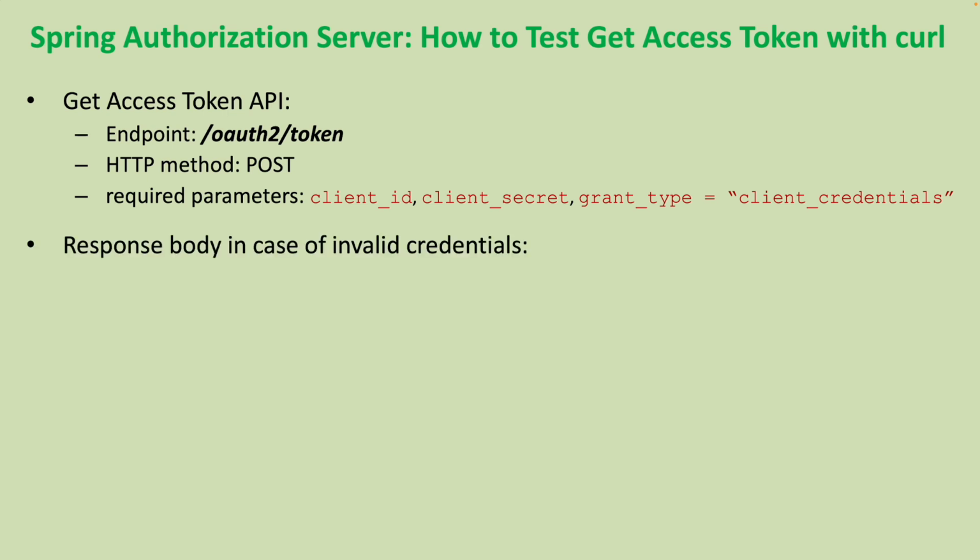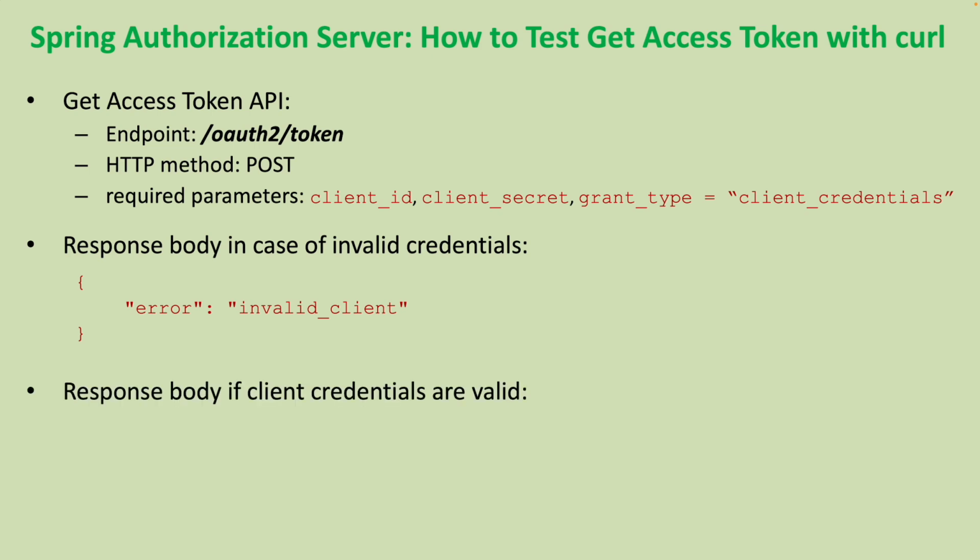And here is the response body in case of invalid credentials. It is a JSON document that has only one field, error, and the message is invalid_client. And this is the response body if the client credentials are valid. It is a JSON document that has three fields: access token, token type, bearer, and the expiration time in the field expires_in.